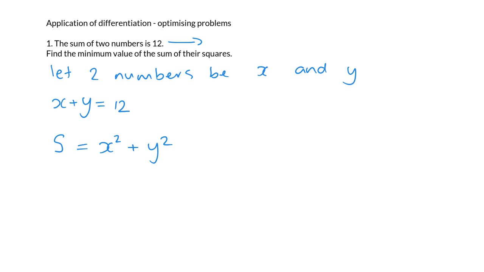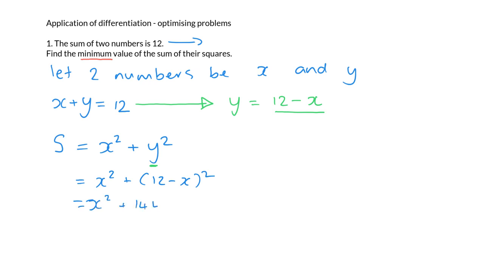Now, it's talking about the minimum value. That's your clue that it's a differentiation question, if it says minimum or maximum. Now, we can't differentiate this S the way it is because we've got X and Y. So we have to look at this equation and rearrange it. So we can write that Y equals 12 minus X. Where we see Y in the sum equation, we replace it with 12 minus X. So we get X squared plus (12 minus X) squared. Square out your bracket and tidy that up. So we can write the sum of the squares as 2x squared minus 24x plus 144.